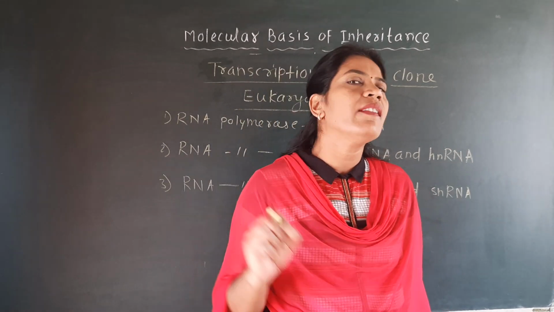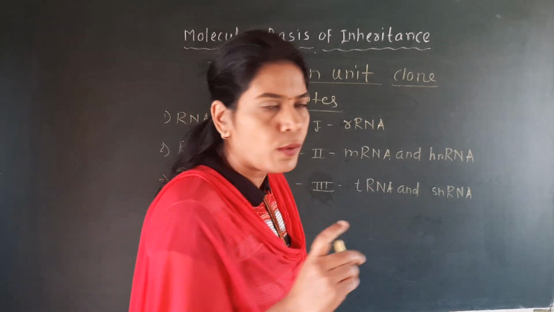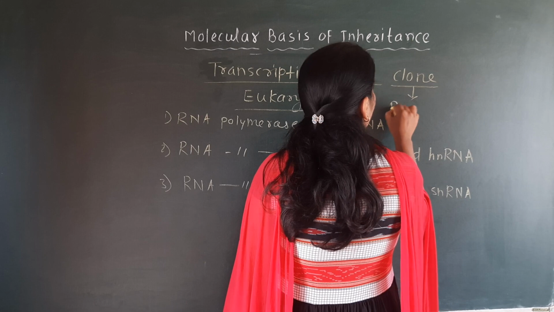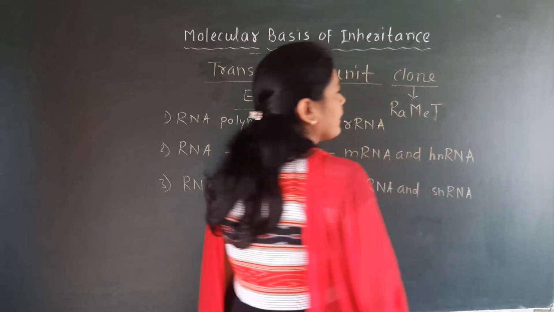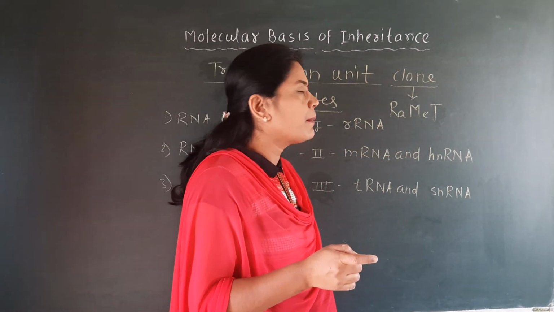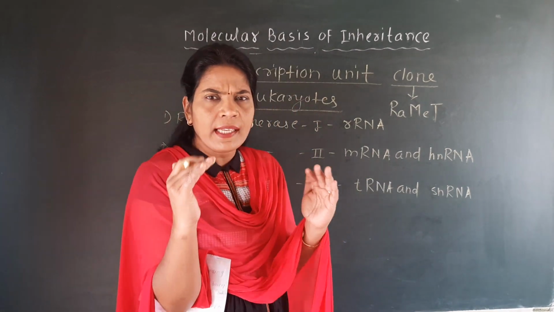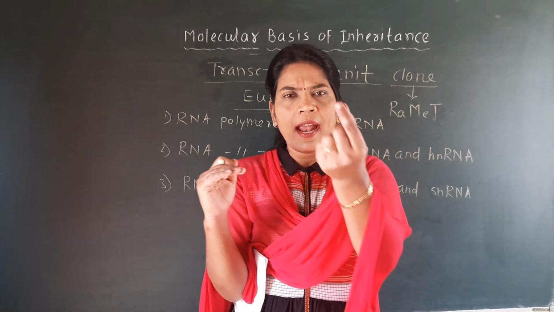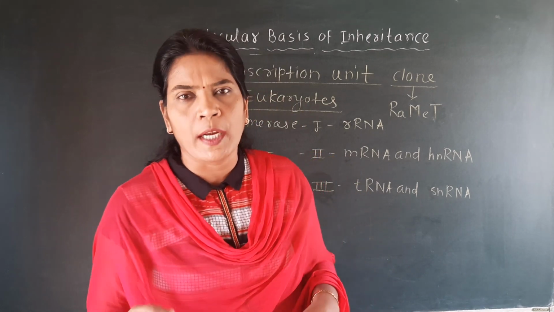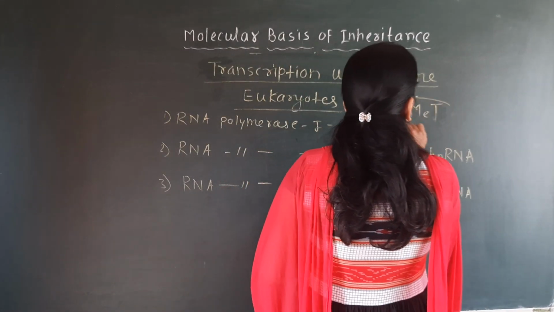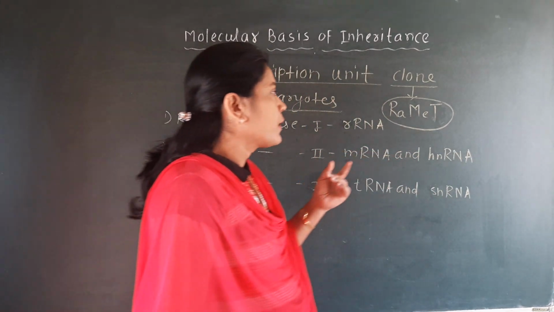See here what I am saying: the single individual of that clone is called a ramete. I am writing here what a ramete is. A ramete means the single individual of the clone. A clone means there are many identical individuals, and from those many individuals, the one individual which we take outside is called a ramete. So we have to understand these three types of RNA polymerase by using this trick.